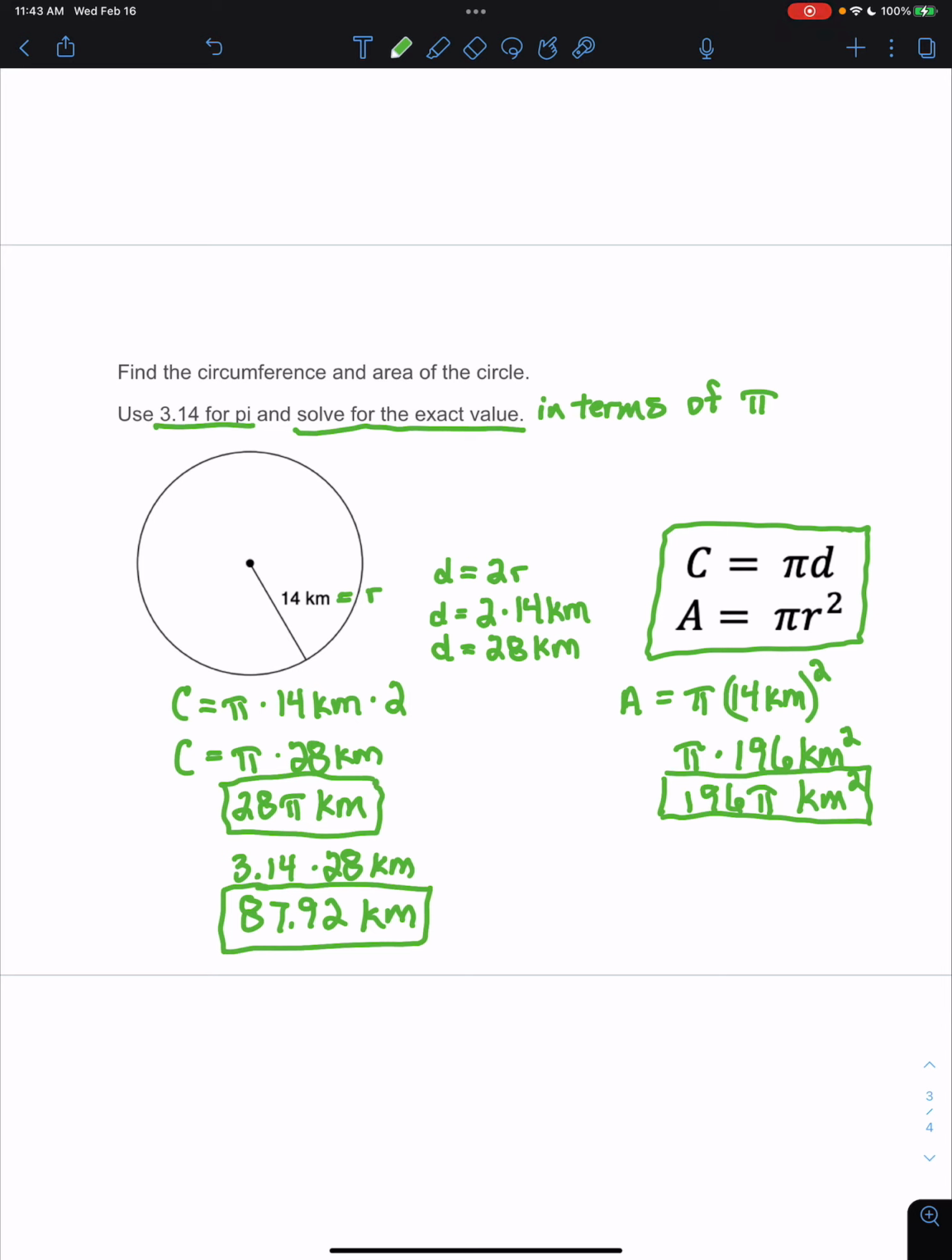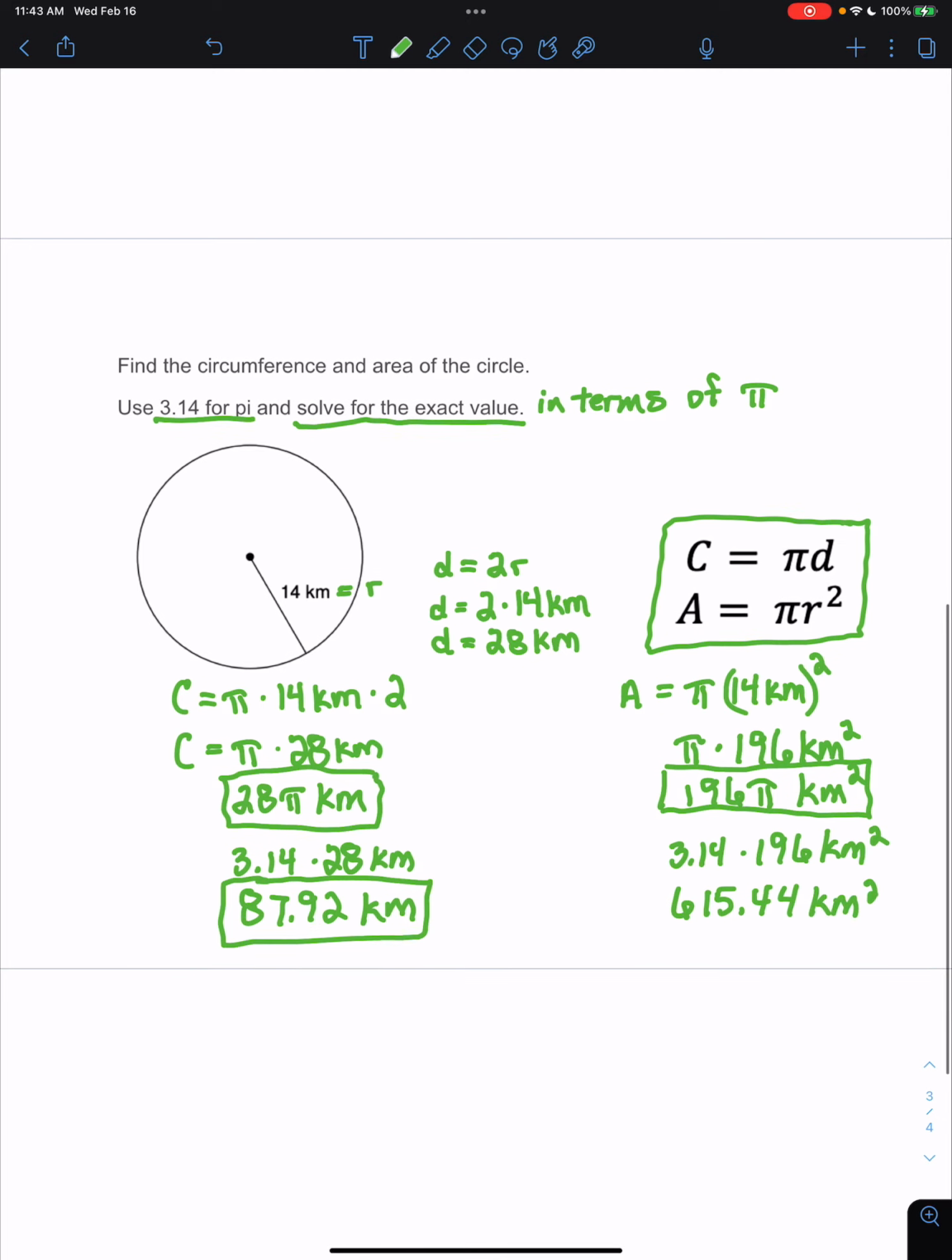Or I could keep going and I could plug in my 3.14 times my 196 kilometers squared. And let's see what I get for that. I end up with 615.44 kilometers squared is another way to say my area for this circle.